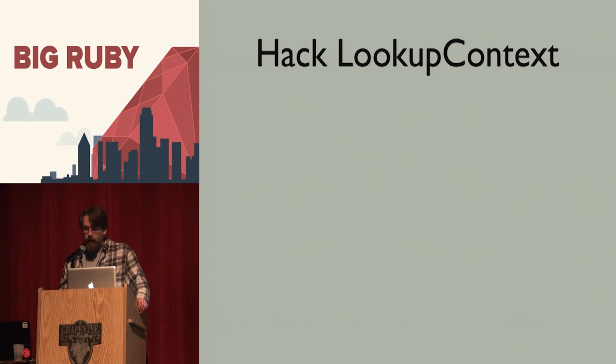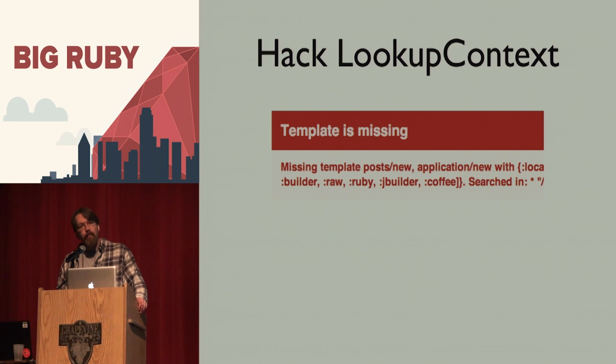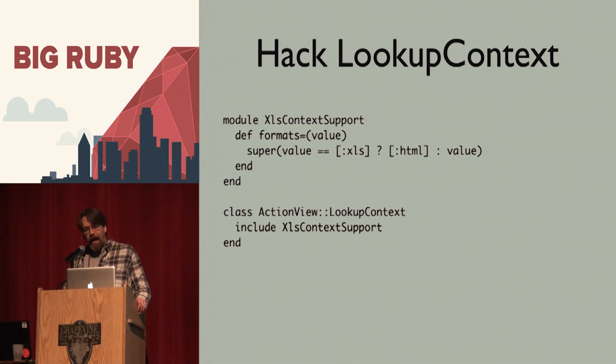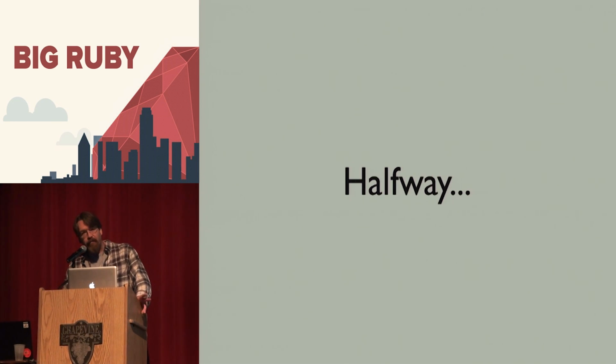We next have to hack the lookup context. The lookup context is an internal Rails object that contains all of your criteria that it needs to find your view. If you've ever come across a template is missing exception, then most of the data that's in this exception comes from the lookup context. So we need to hack it so that when the XLS format is put into it, we can say, no, HTML is fine, we're good. That's technically all you have to do to make this work, but there are some side effects.